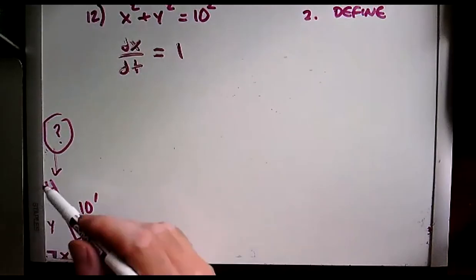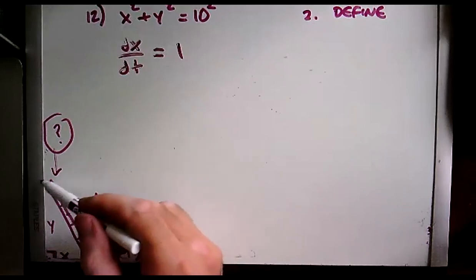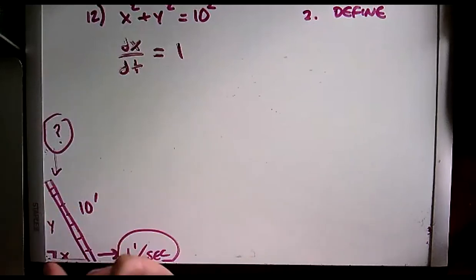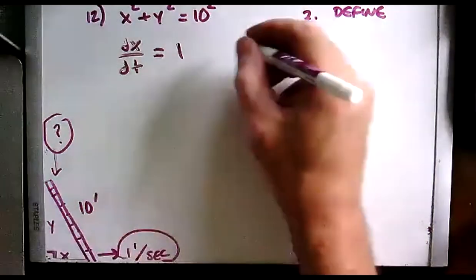We should also expect that y is measuring the distance to the top of the ladder, which is falling, so dy/dt, that's really what we want, right?